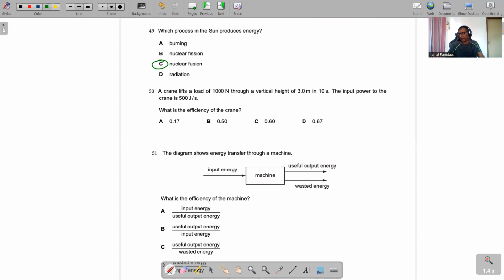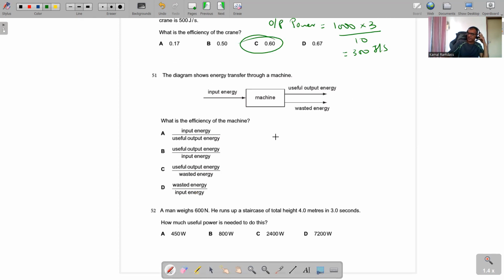You get the power output, output power, transferred power, useful power. Well, we take 1000, multiply by 3 and divide by 10. You get 300 joules per second, or watts. OK? And what is the efficiency? It's 300 divided by 500. 3 over 5, 0.6.